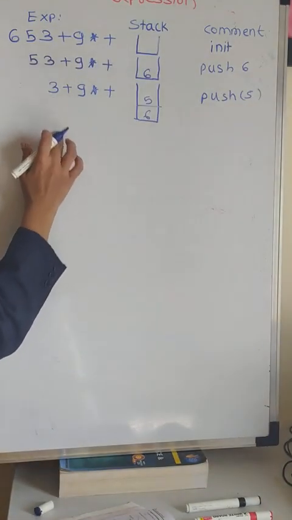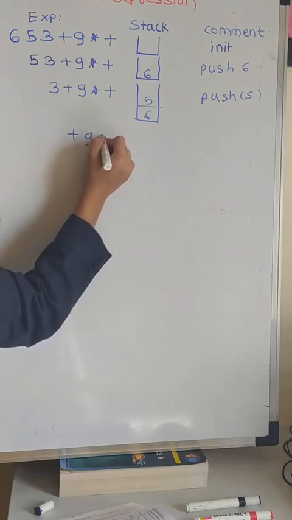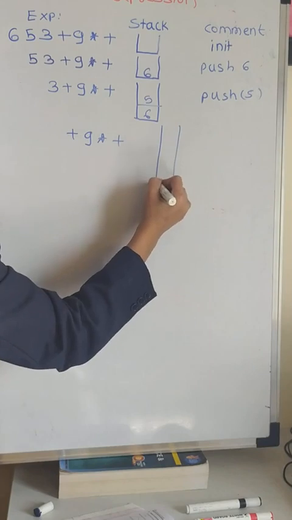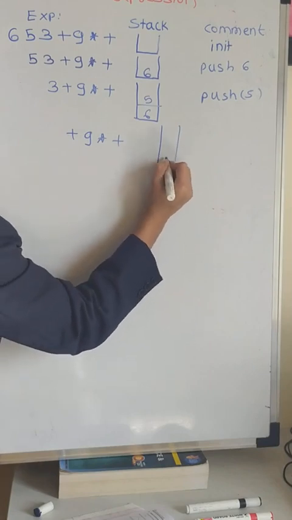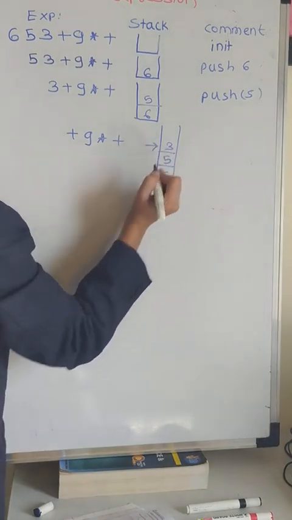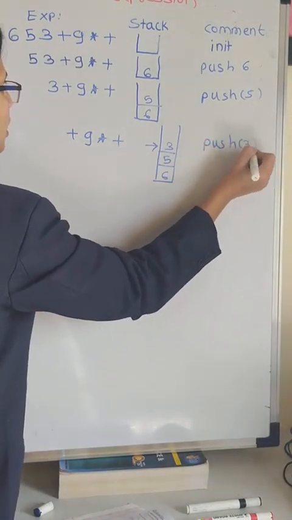Next is the remaining string, plus 9 into plus. So again we push this 3. So 6 is here, 5 is here, and 3 is now at the top of your stack. And write here the comment, push 3.